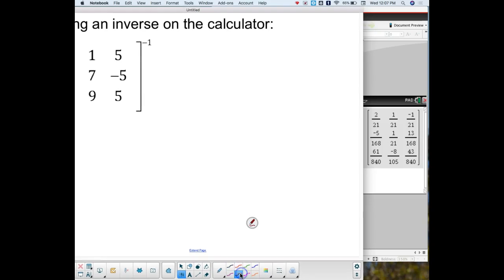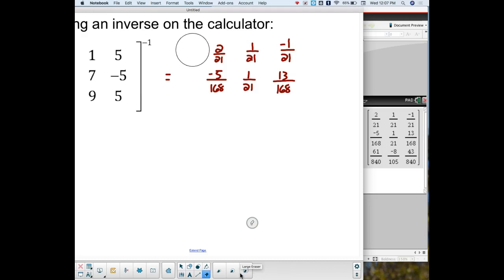So this inverse is the 3 by 3 matrix of 2 over 21, 1 over 21, negative 1 over 21, negative 5 over 168, 1 over 21, 13 over 168. I should have made this a little bit bigger. And 61 over 168, negative 8 over 105, and 43 over 168.